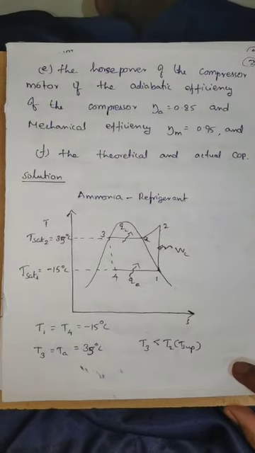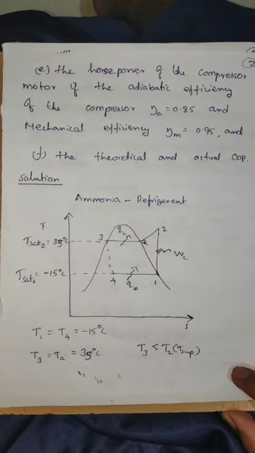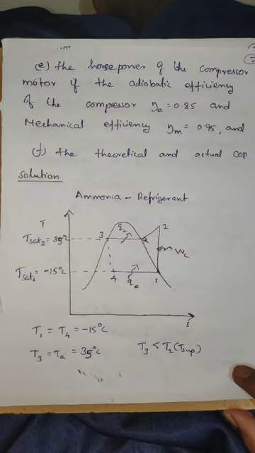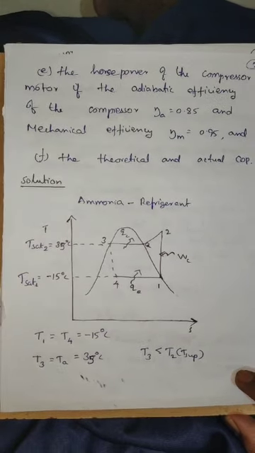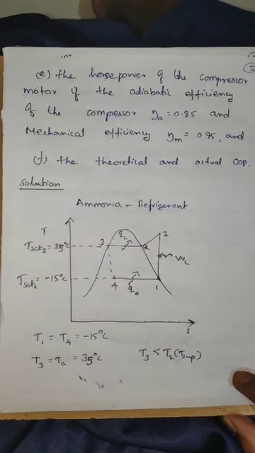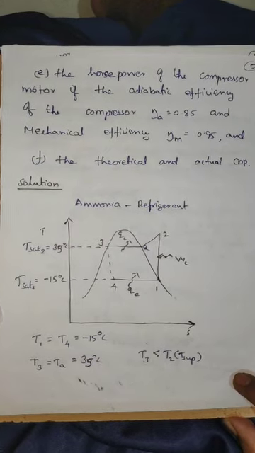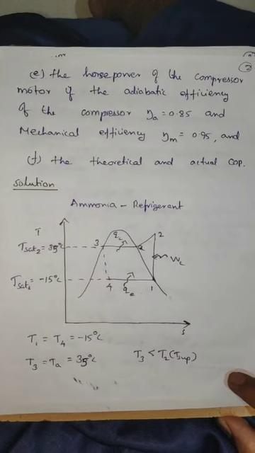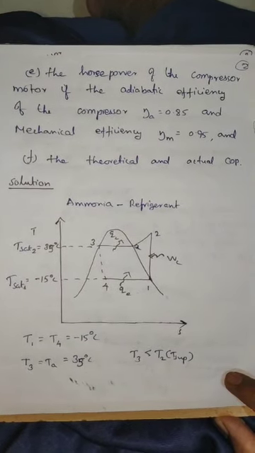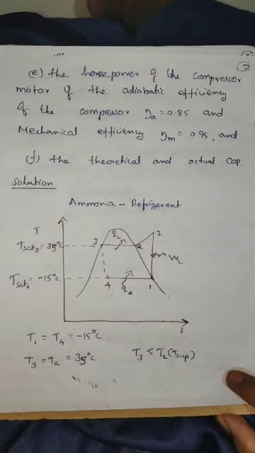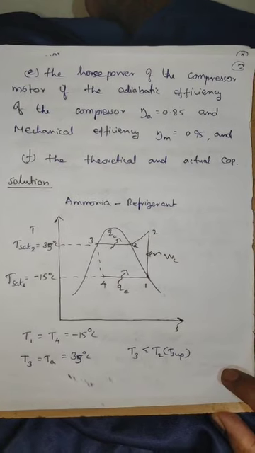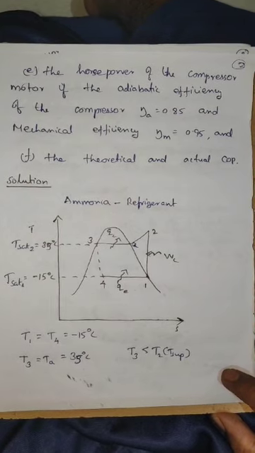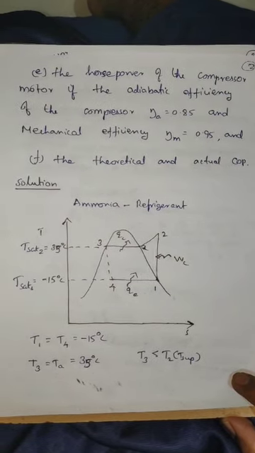The refrigerant is ammonia. The lower saturation temperature is minus 15 degrees Celsius and the higher saturation temperature is 35 degrees Celsius for the cycle. The notation points are: T1 is equal to T4, which is minus 15 degrees Celsius, the lower saturation temperature, and T3 is equal to TA, not T2. T2 is a superheated temperature, okay, T2 is more than T3. Then T3 equals TA, which is 35 degrees Celsius, the higher saturation temperature.